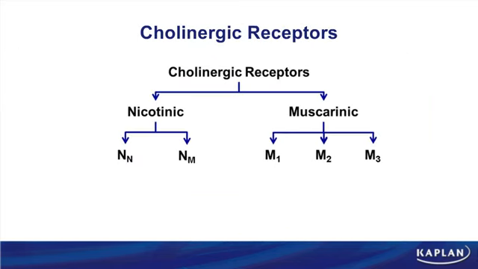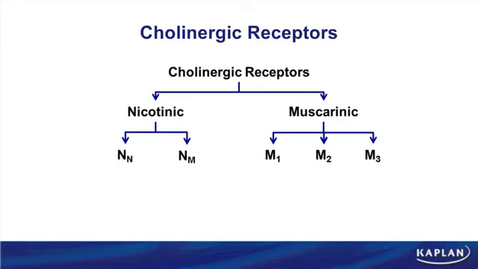Let's summarize what we've discussed so far for cholinergic receptors. In fact, let's draw a flowchart. When you think about cholinergic receptors, they come in two subtypes. That, of course, would be nicotinic and muscarinic. But you already know that there are two types of nicotinic receptors. That would be N sub N and N sub M. But of course, there are three major types of muscarinic receptors: M1, M2, and M3. In fact, there are M4 and M5 receptors, but we don't know as much about those as we do the other three.